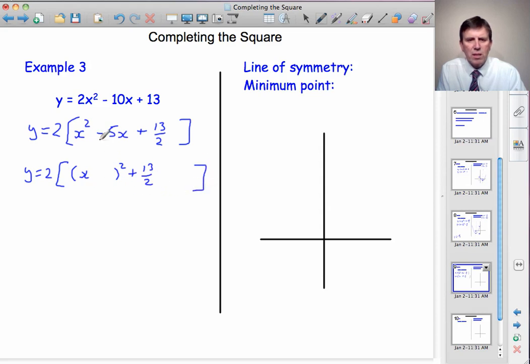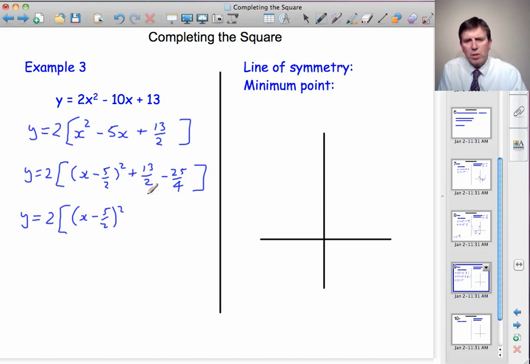What number goes in here? Half of the minus 5. So it's minus 5 over 2. Now that introduces a term of minus 5 over 2 squared. Minus 5 over 2 times minus 5 over 2 is 25 over 4. So I need to take that 25 over 4 away from what we've got. So y is equal to 2 multiplied by x minus 5 over 2 all squared.